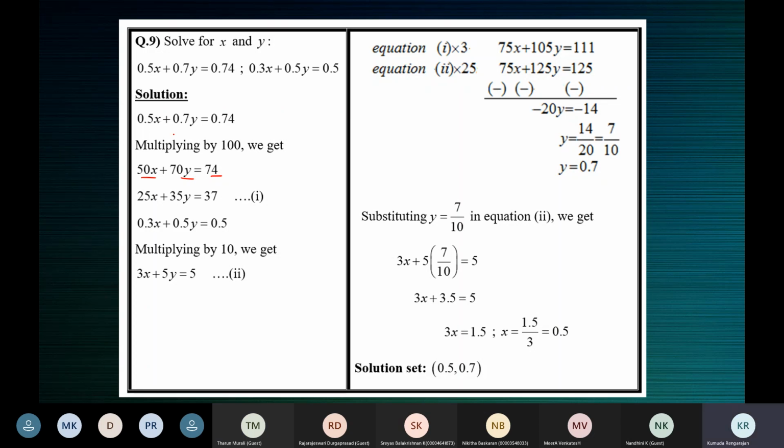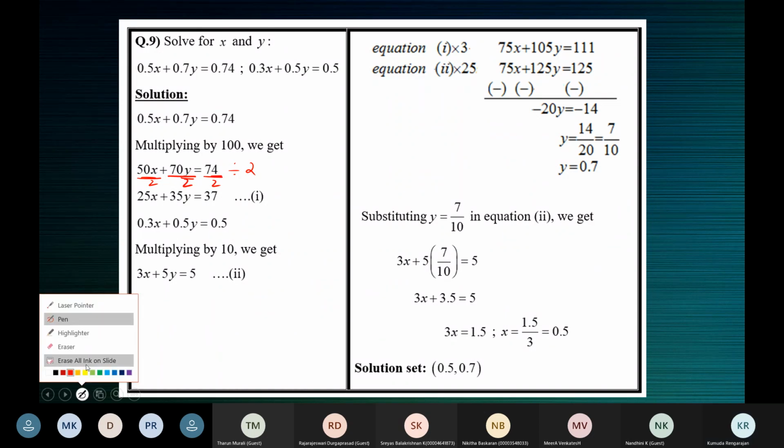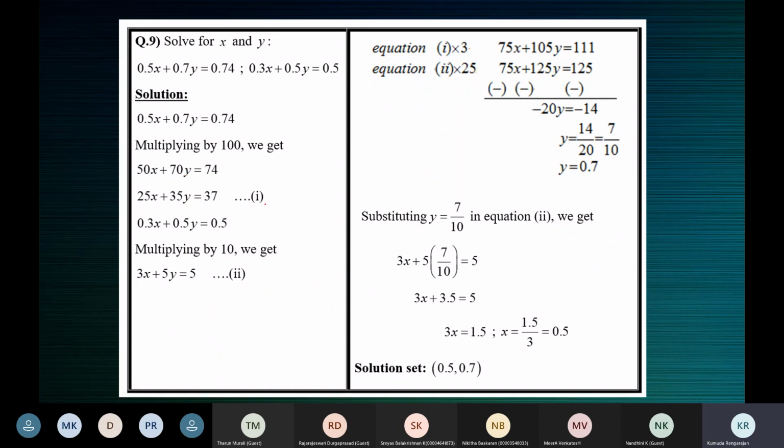Multiplying every term by 100, this is what we get. And this can be simplified further by dividing by 2. These are the different ways of simplifying equations. So you divide by 2 throughout: 50x by 2 is 25x, 70y by 2 is 35y, 74 by 2 is 37. So this is our new equation from the first one.